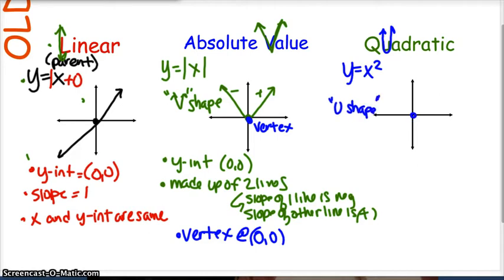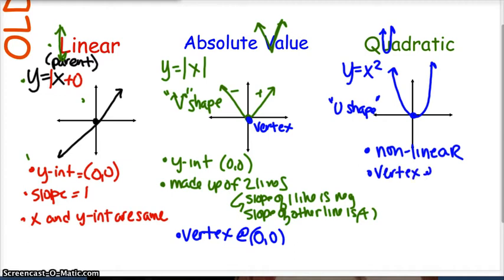The U is centered here at (0, 0) and goes up from there. This is our first graph that is nonlinear. And it has a vertex at (0, 0). Its y-intercept and its x-intercept for this particular one are also at (0, 0).